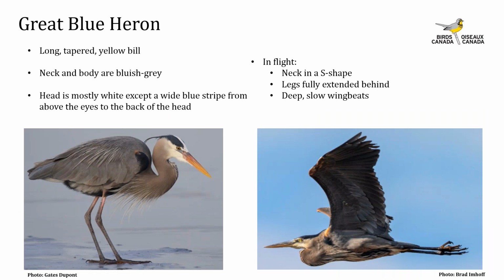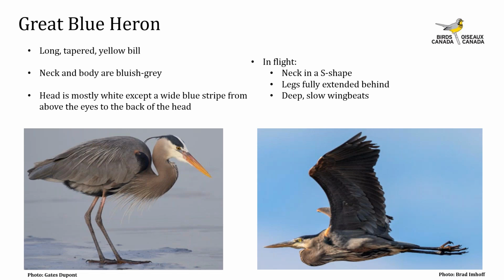The great blue heron is the largest North American heron, standing about 160 centimeters or 1.5 meters tall. It's an easily recognized bird. The heron has a long, tapered yellow bill. Their neck and back are mostly bluish-gray. Their head is mostly white with a thick blue stripe running from just above their eyes and extending to the back of their head, finished off with a fine feathered crest behind the head.